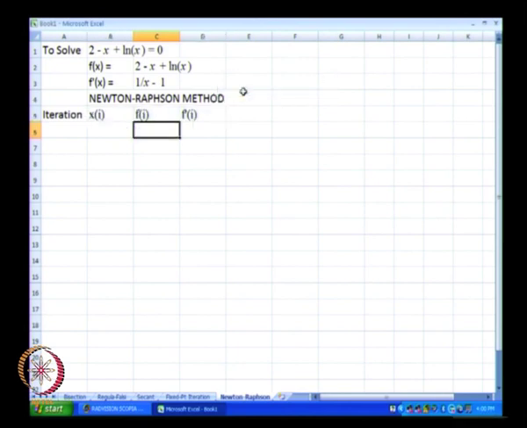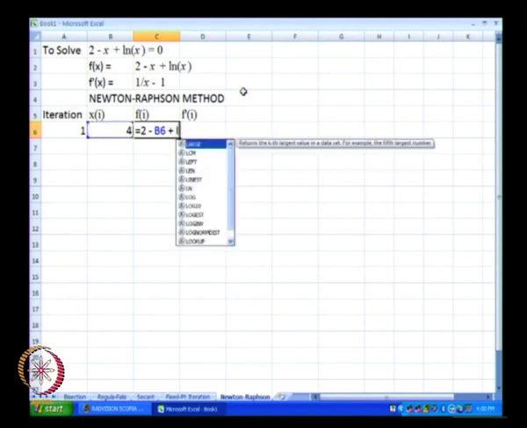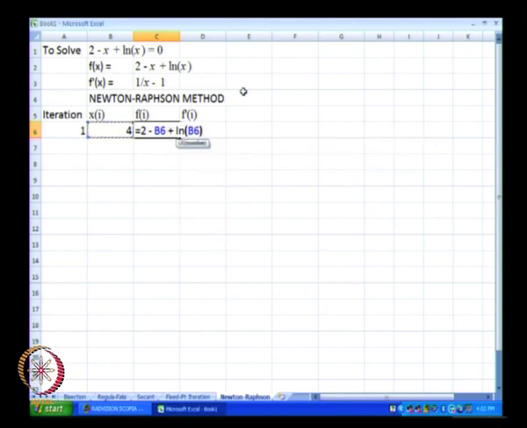Okay, this is what we get. The iteration index will start with 1 and xi as before will start with 4, and f of I is nothing but 2 minus xi plus ln of xi. Okay, and f dash is nothing but 1 divided by xi minus 1. So this is our f of I, this is our f dash of I.